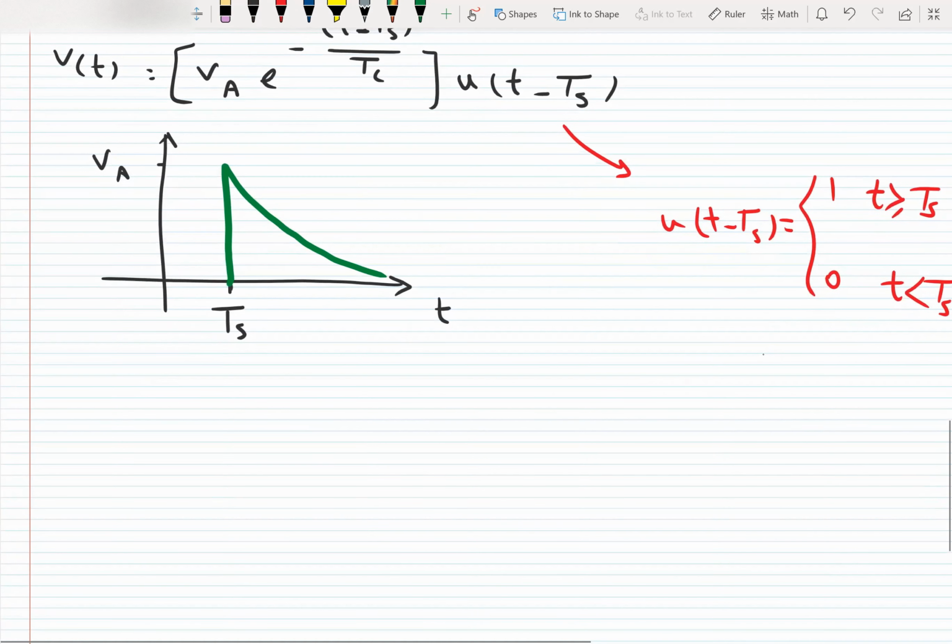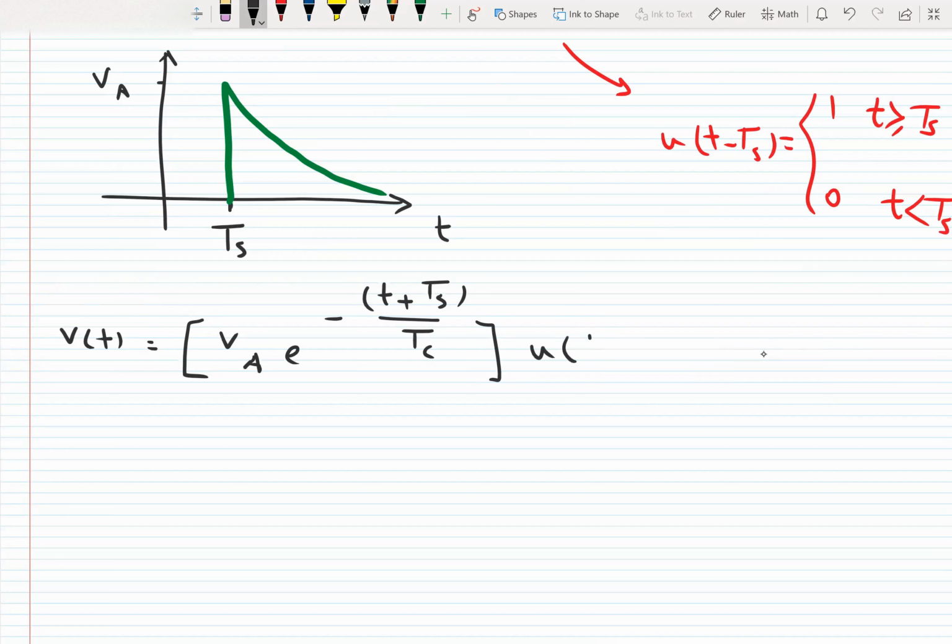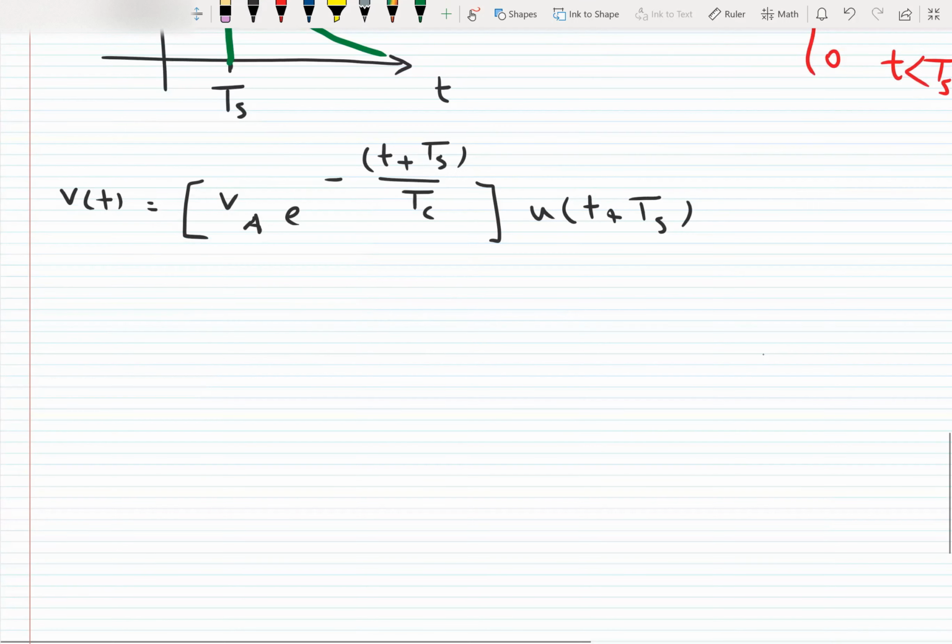Okay, so the next time shifting which we want to discuss is shifting to the left. So if we have v of t is equal to VA e to the negative, this time t plus Ts over Tc, u of t plus Ts. Okay, this time the signal will be shifted to the left.